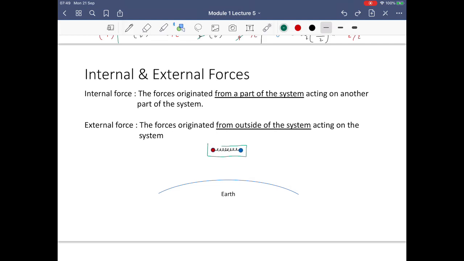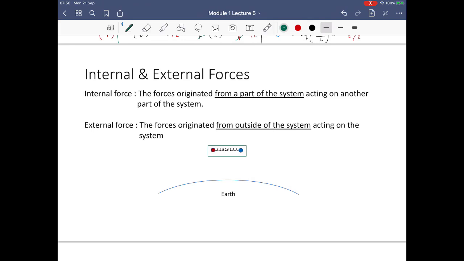So let me draw it this way. The thing that is in this green frame is what you call the system. Okay, and what is outside is the environment, or whatever you call it. Now when you talk about internal force and external force, what it means is if you have a force that is acting on the system and that force is within the system, you call that internal force. But if you have a force that's acting from outside of the system, then you call that external force.